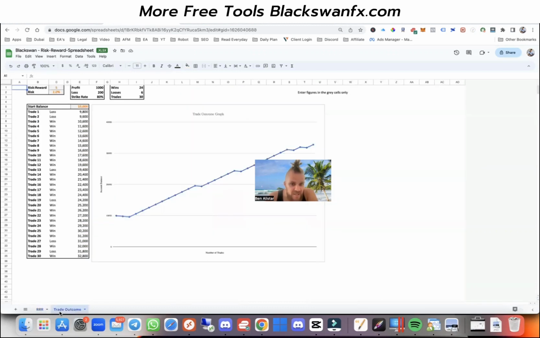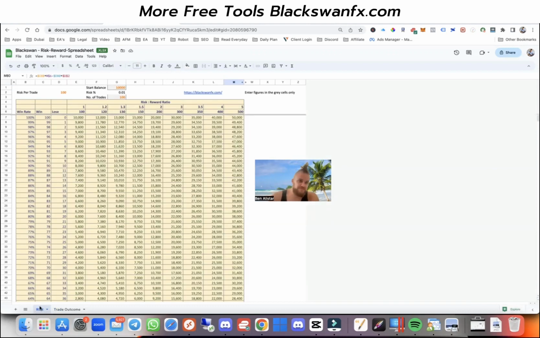So you've got the sheet here, you've got the trade outcome here, and it will print you a graph based on whatever parameters you put in here. Super, super powerful. So I'll leave that sheet on the website, guys. You can load it. I'll leave instructions under the video.